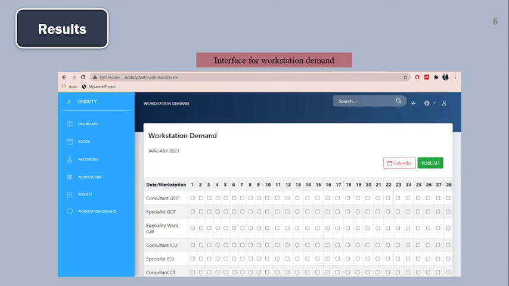Then this interface is for the workstation demand, because every day, every week, and every month we have a different quantity of demand. So the roster maker, that is the head of anesthesiology, can manage the number of workstation demand that requires the anesthetists to be rostered on that workstation.